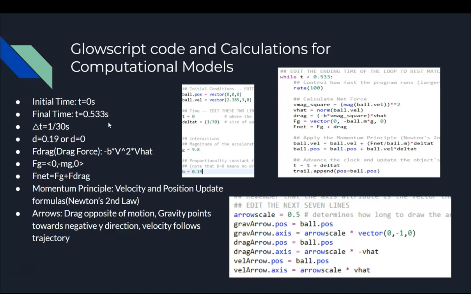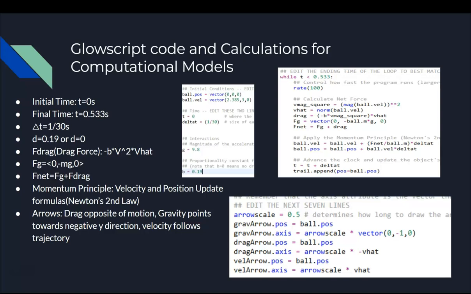In order to create the computational models, I first had to do some calculations and add code to GlowScript so that the models would be created as intended from my experiment. I set the initial position to 0, 0, 0 and set the initial velocity to 2.385 to best match my experimental data. I set delta t to 1/30 and total time for the loop to be less than 0.567 seconds based on my Tracker data. I set b to 0.19 to best match the data as well.